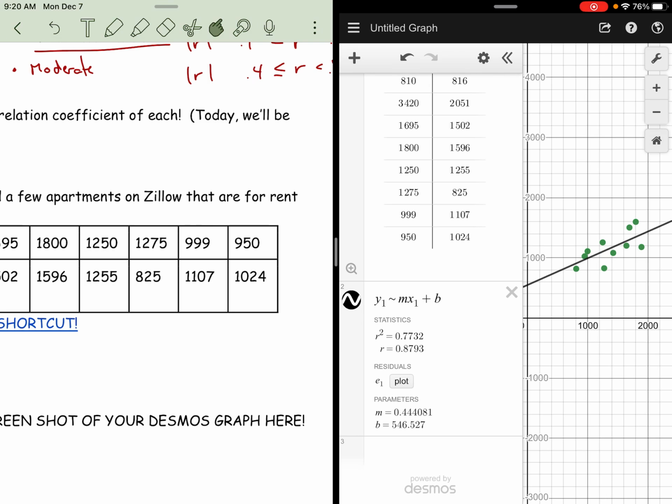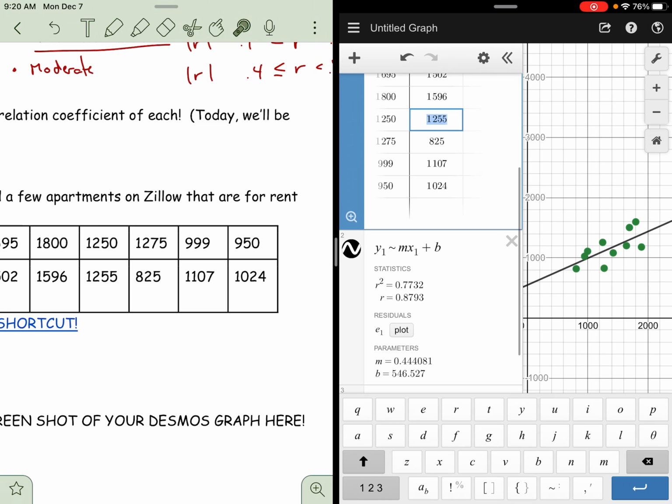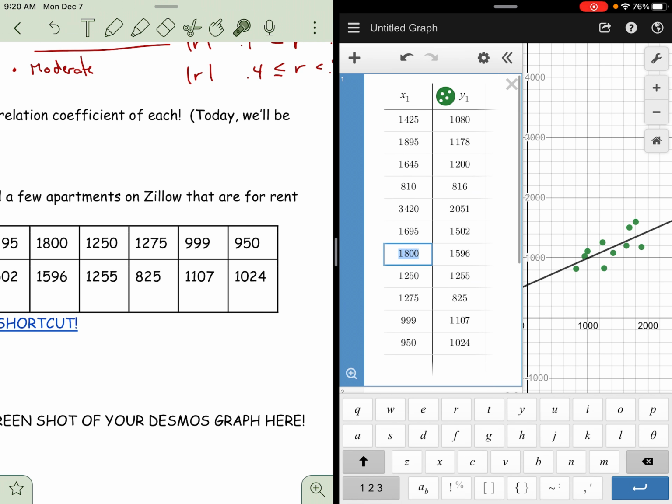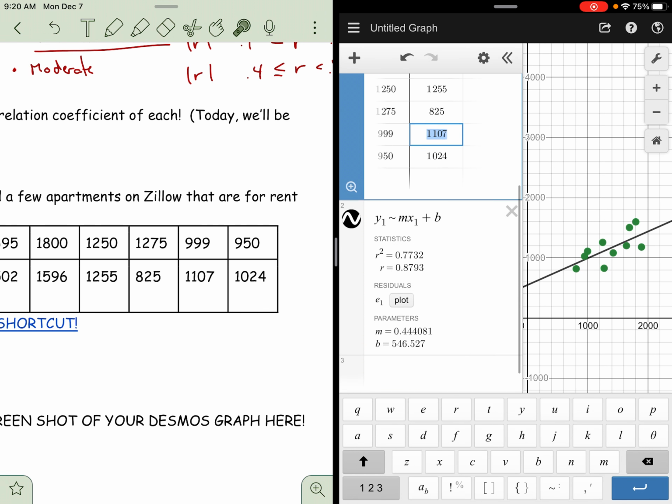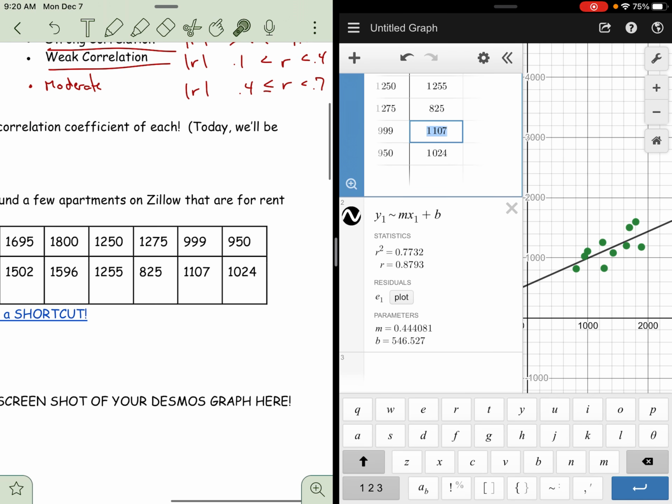All right, so in this information to the bottom left, over here, you can see it says statistics, and it gives you an R value. That R value is our correlation coefficient. So you can see the correlation coefficient, this one is 0.8793. Okay, what that means is that it has almost a 0.9 correlation coefficient. So it means that the cost and the square footage of the apartment is strongly correlated. They are strongly related, okay?